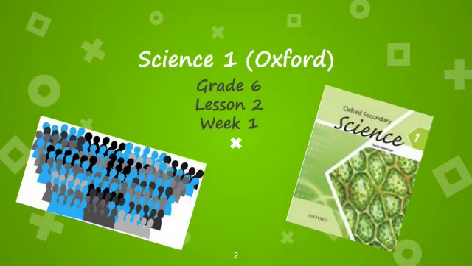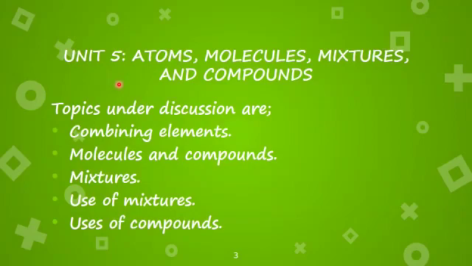This is your science book, Oxford Secondary Science, and today we are going towards lesson number 2 and study unit 5, that is atoms, molecules, mixtures, and compounds. The topics under discussion are combining elements, molecules and compounds, mixtures, uses of mixtures, and finally we will talk about uses of compounds.